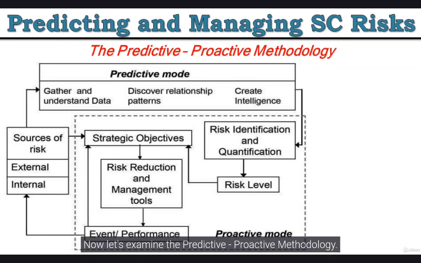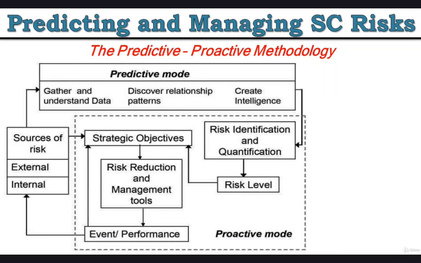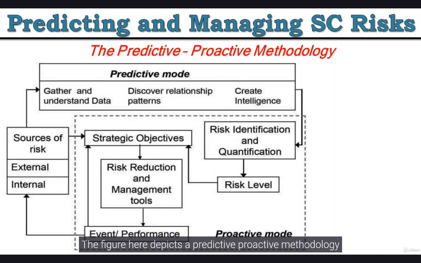Now let's examine the predictive proactive methodology. The figure here depicts a predictive proactive methodology for managing supply chain risks. The methodology is represented by a process map associated with undertaking risk management and specifically supply chain risk management. The methodology assumes that for proactively managing risks, it is important to have sufficient information regarding the impending situation to aid the decision process on developing a mitigation plan. The predictive mode is hence reliant on the ability of the organization to provide sufficient and appropriate information.